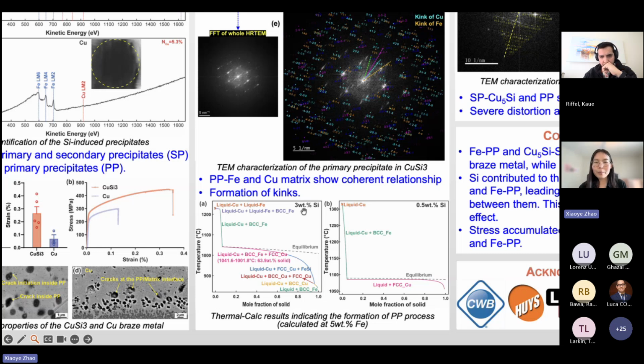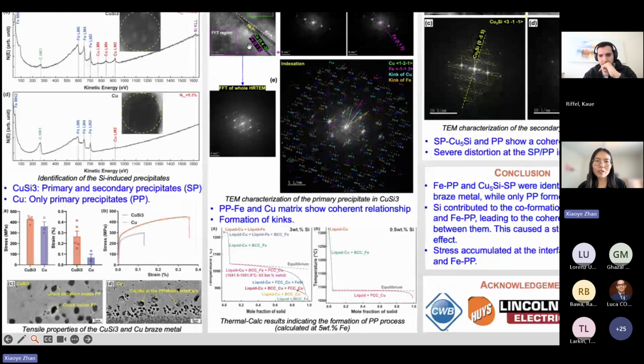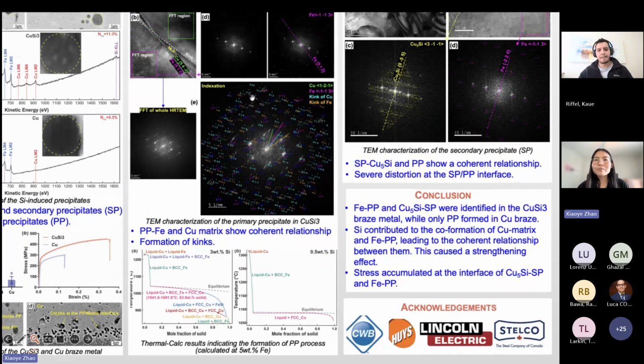But when we have 3% silicon, the solidification is kind of complicated, but most importantly, I want to show you the pink curve here, where we have this co-formation of the iron precipitates and also the copper matrix. And I think this is the reason for this coherent relationship we show here. It's almost done, right? Yeah, okay.